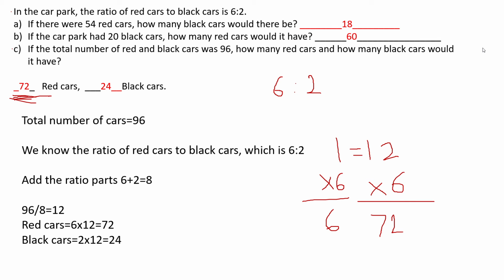And we have to look at the black cars. So since 1 part equals 12, there are 2 parts, so we times by 2, which will bring us to 24. So 72 and 24 are the answers to this problem.